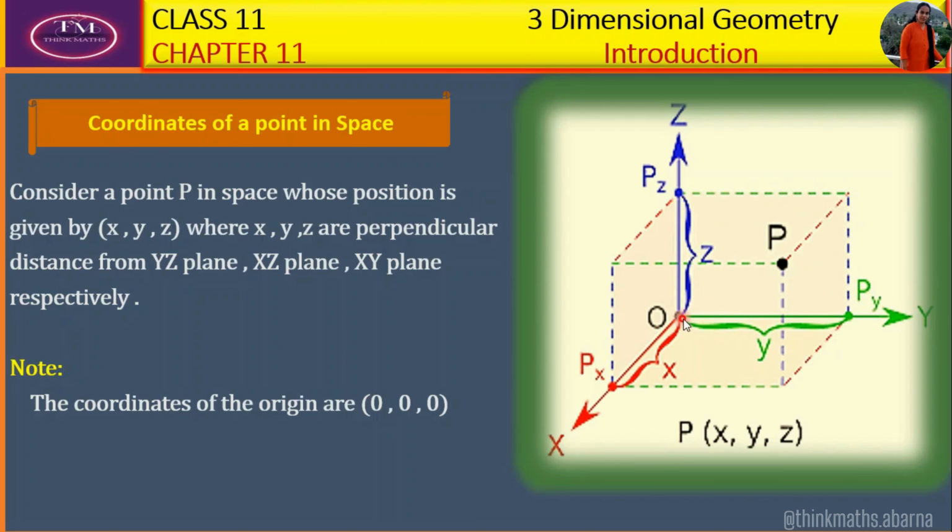Now, if you take the coordinate y, this is perpendicular to the x, z plane. And if you take the value z, this z is perpendicular to the x, y plane. So these are the values. And the origin, this O, is denoted as the origin. This origin has the coordinates 0, 0, 0. So these are the coordinates of a point in space, and this is the coordinate of the origin.